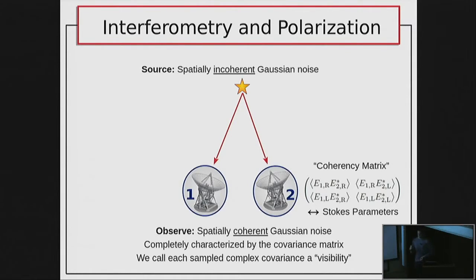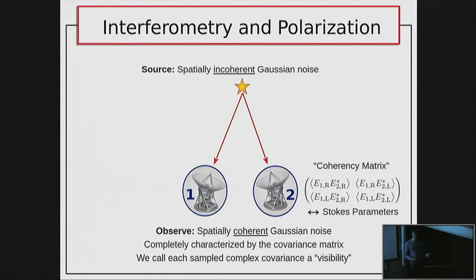Now, it's slightly more complicated. Each telescope typically records two polarizations. And in interferometry, we usually use right and left circular polarizations. So for every pair of telescopes, you actually can estimate 4 covariances. You can estimate right-right, right-left, left-right, or left-left. Okay, and it's no accident that there are 4 of these. This is called the coherency matrix.